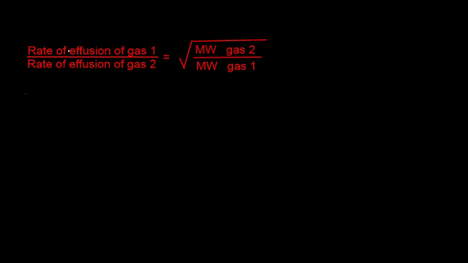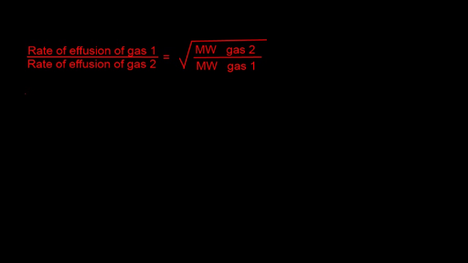Okay, so nothing too bad here. You have the rate of effusion of gas 1 divided by the rate of effusion of gas 2 equals the square root of the molecular weight of gas 2 over the molecular weight of gas 1. You should note that the 1 goes from the numerator to the denominator and vice versa for the 2, because that'll mess you up if you don't do that.